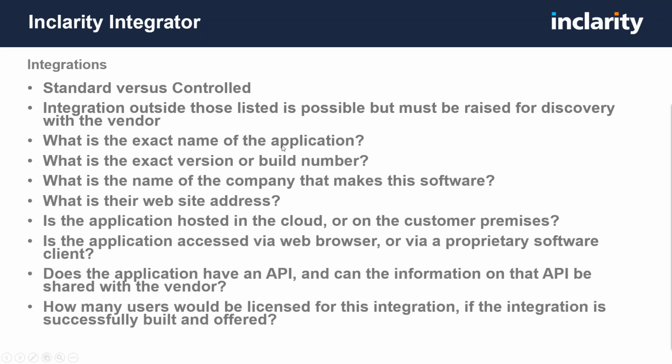The type of information we're going to need is the exact name of the application itself, the version number or build number of that application, the name of the company that makes this software, and where applicable, a website address, whether the application is hosted in the cloud or it is on the customer's premises. Is the application accessed via a web browser or via a proprietary software client? Does the application have an API, and can that information be shared with our vendor? And how many users will be licensed for this integration?